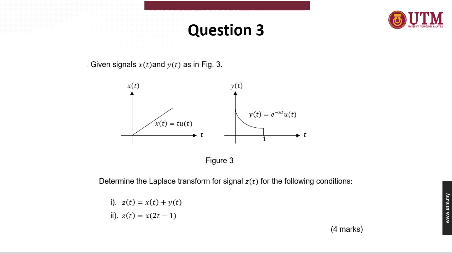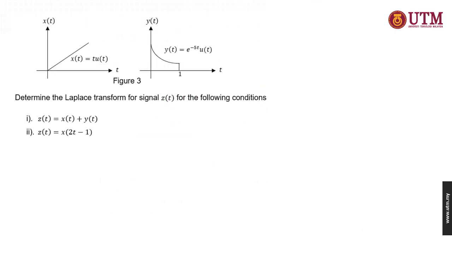Let's look at the third question. Given two signals x(t) and y(t), you need to determine the Laplace transform for a new signal z(t) based on the following conditions. Obviously, when you have a signal in the time domain, to solve using Laplace transform, you need to convert all signals into the s domain. So you need to get your X(s) and also Y(s). Okay, let's look at this question. Determine the Laplace transform for z(t) for the following conditions. So the first condition, z(t) equal to x(t) plus y(t). So you need to get Z(s).